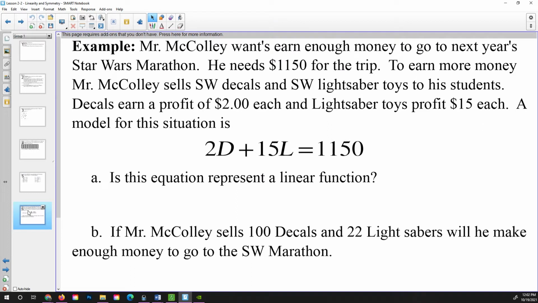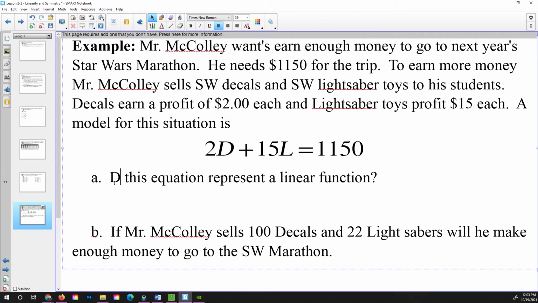And so the example is Mr. McCulley wants to earn enough money to go to next year's Star Wars marathon. He needs $1,150 for the trip. To earn more money, Mr. McCulley sells Star Wars decals and Star Wars lightsaber toys to his students. The decals earn a profit of $2 and lightsaber toys earn a profit of $15 each. A model for this situation is 2D plus 15L equals 1150. Does this equation represent a linear function?